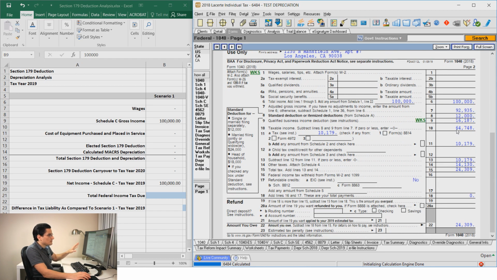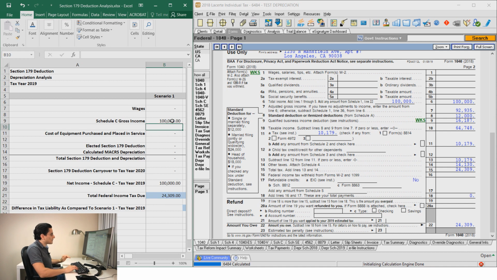And with all of that said, this also does take into account the QBI deduction. I am including that in this projection. And we come out to a total tax of $24,309. So let's just include that in here. All right, and we'll use that as the baseline for comparison as we look at scenarios 2 and 3.